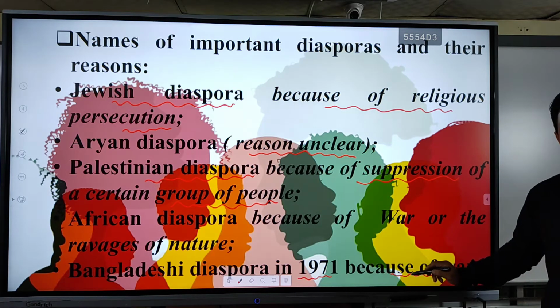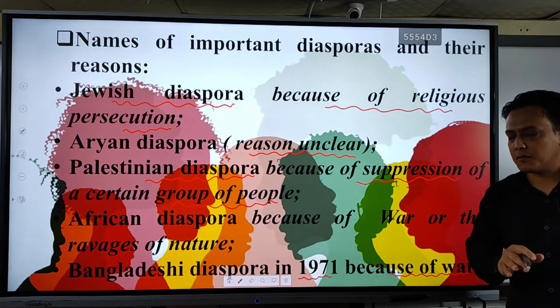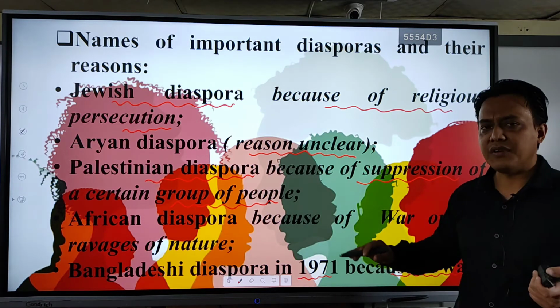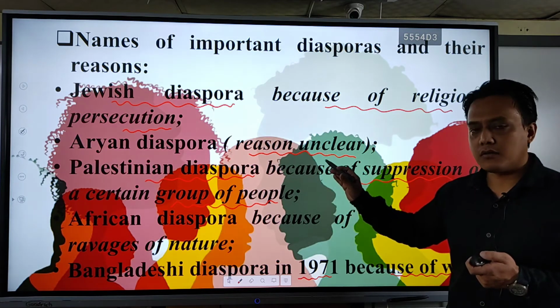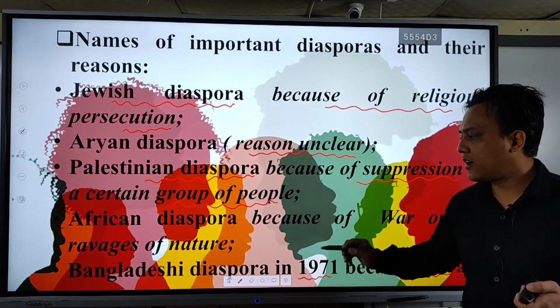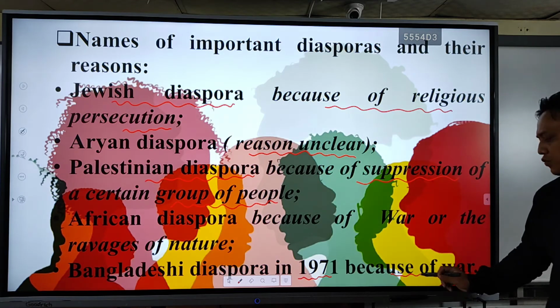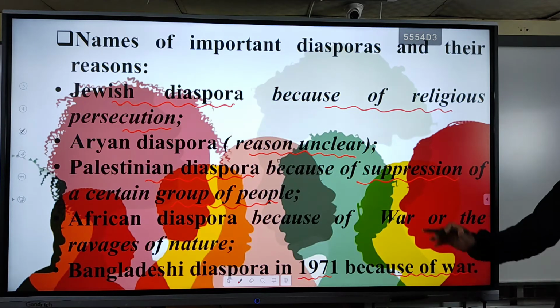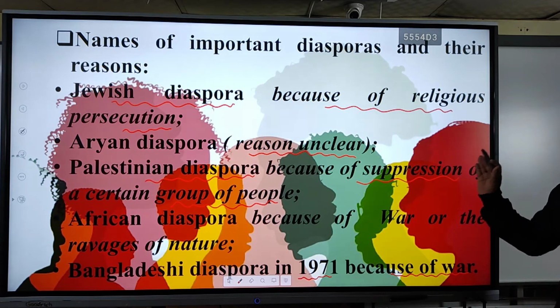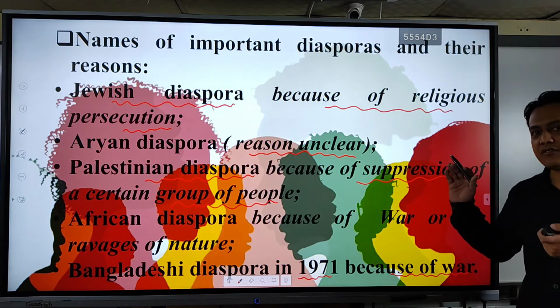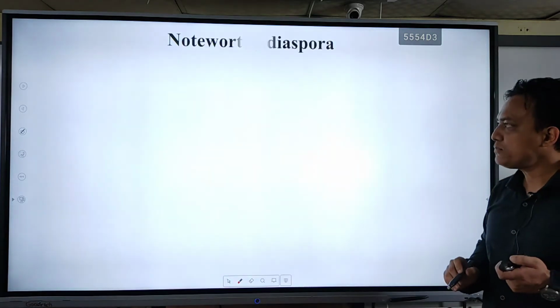This information has not been mentioned in the passage, but for the convenience of this passage, I have mentioned Bangladeshi diaspora in 1971 because of war. So these are the diasporas, and the reasons have been represented in this slide in a very simultaneous way.